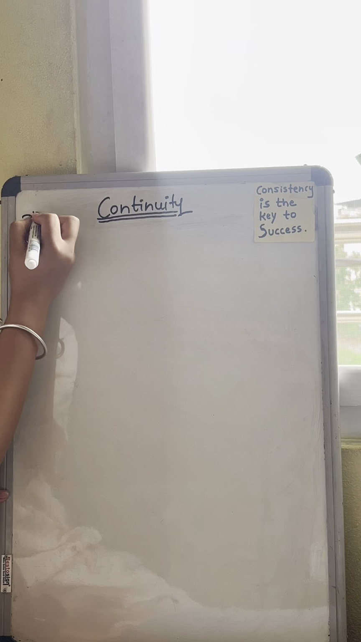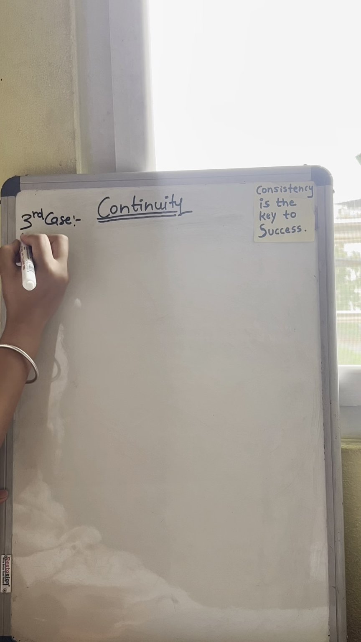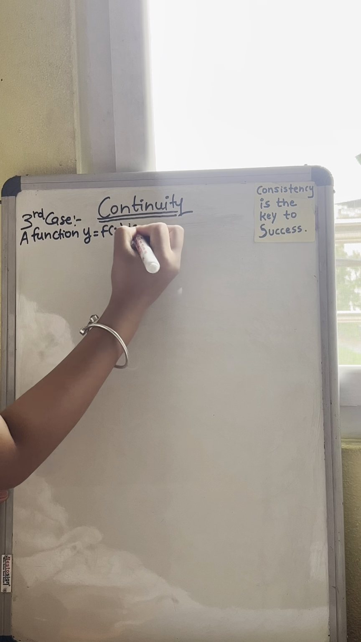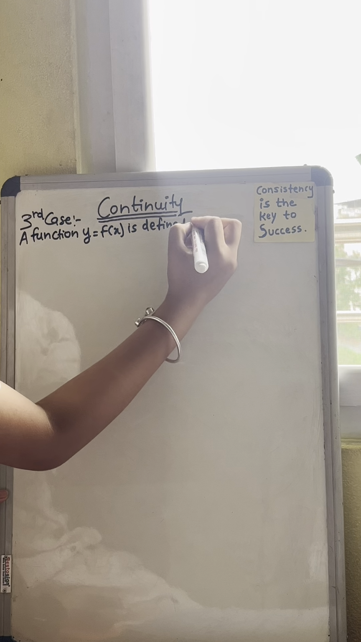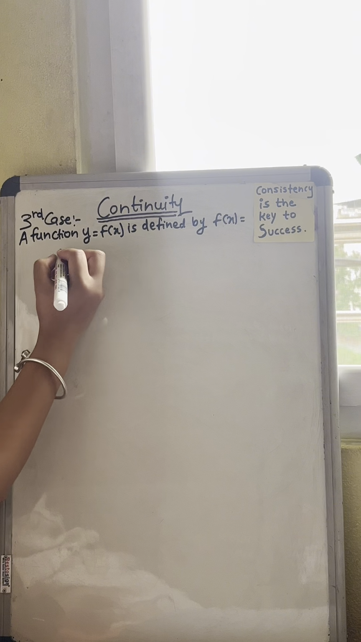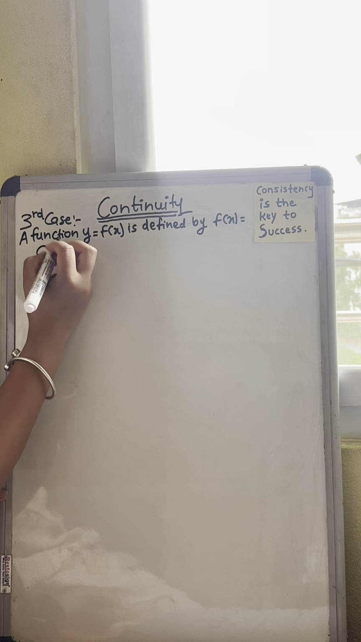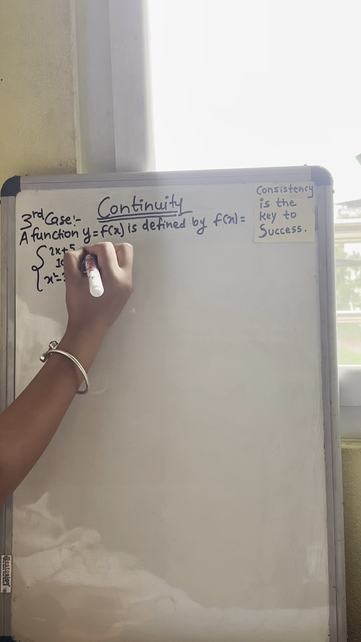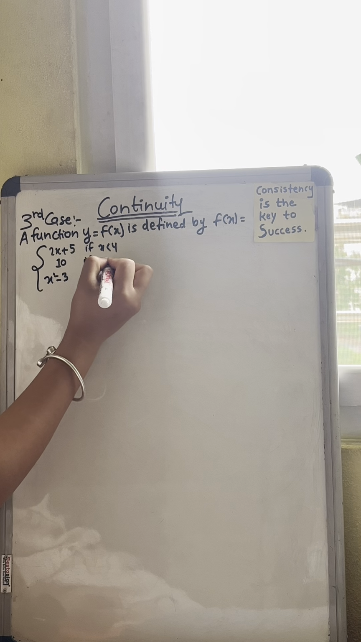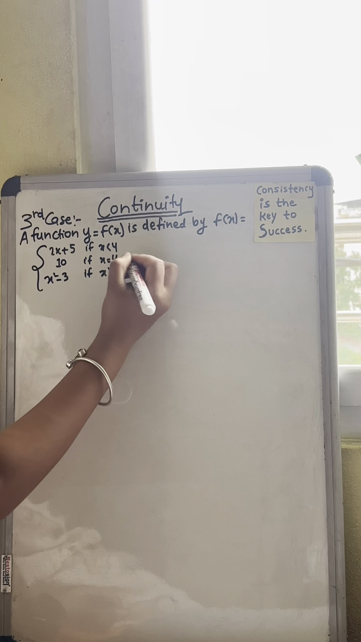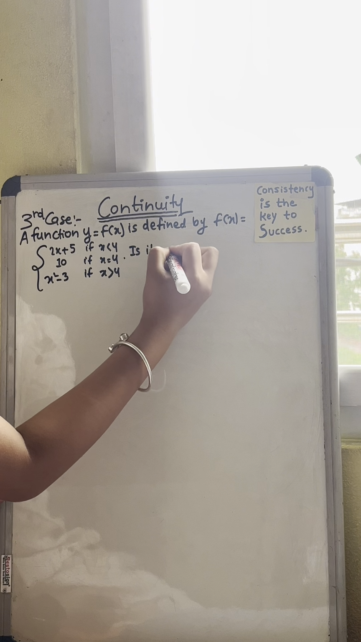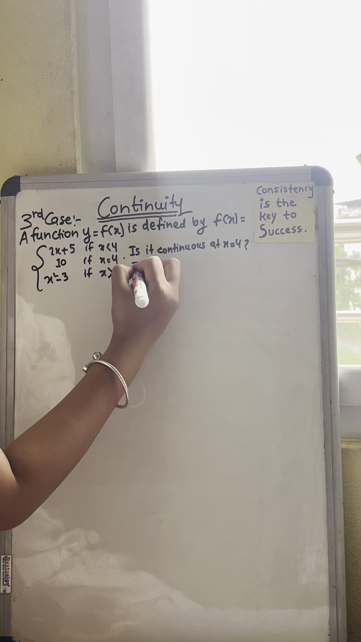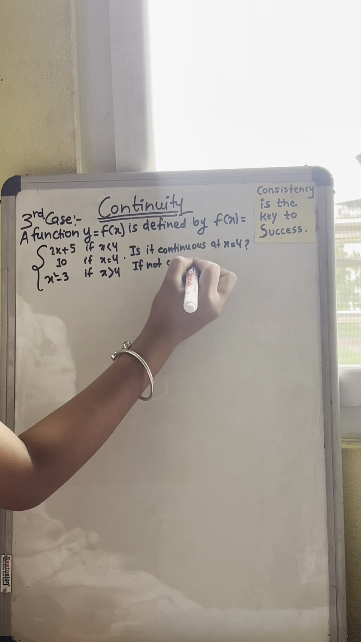Now moving towards our third case, which is to check whether the function is continuous or not, and if it is not continuous, how can you make it continuous? Here the question is given: a function y is equal to f of x is defined by f of x is equal to 2x plus 5 if x is less than 4, 10 if x is equal to 4, and x squared minus 3 if x is more than 4. Is it continuous at x is equal to 4? If not, how can you make it continuous?